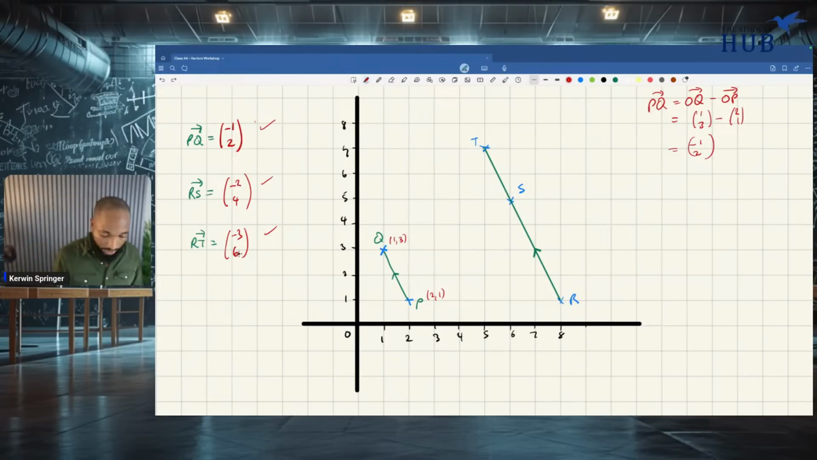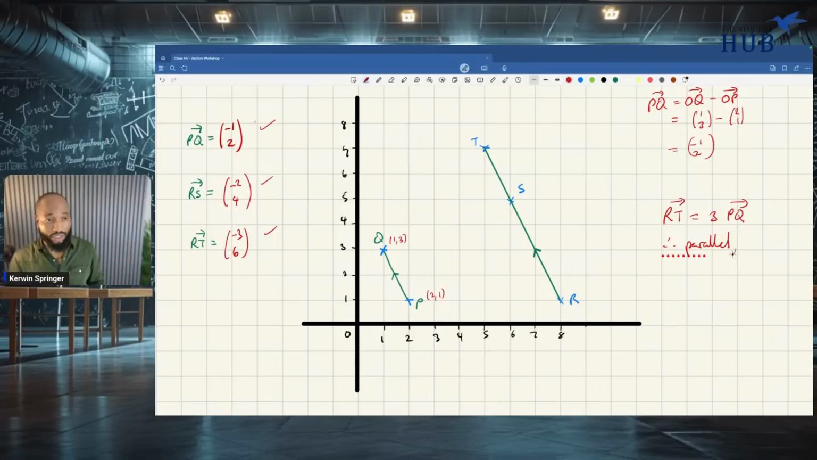Okay, let's keep going. This is where it gets really interesting. To show that it's parallel, all you need to do is find that RT is actually 3 times PQ. You all understand this statement? And that means, therefore, parallel. Once you have shown that it has a scalar factor to the next one, it's parallel. You can use the words scalar factor; you'll see it in all my notes.